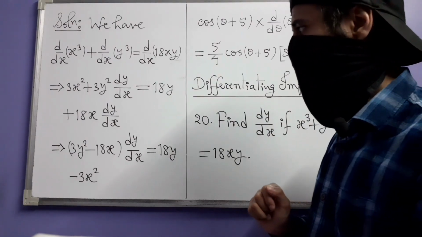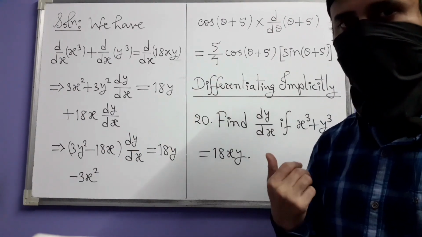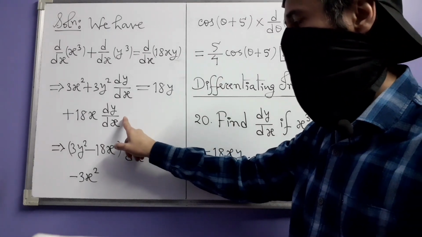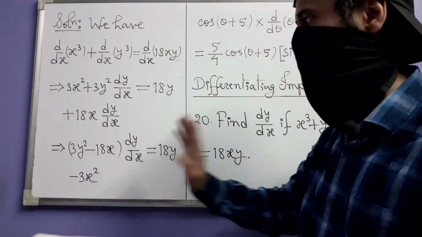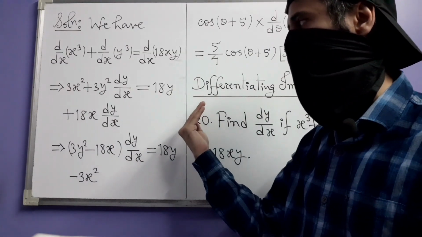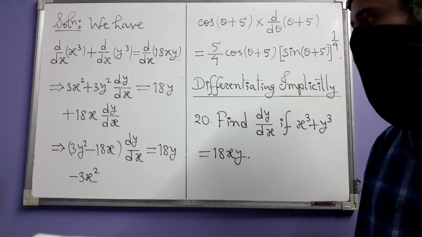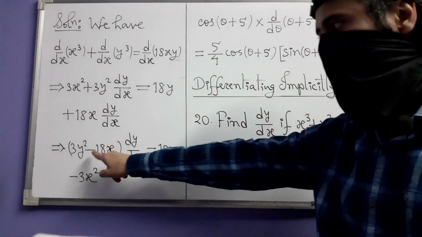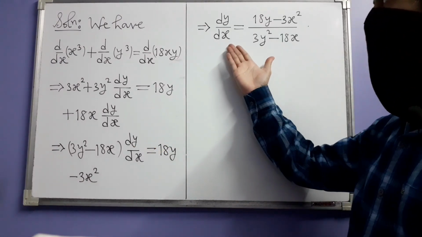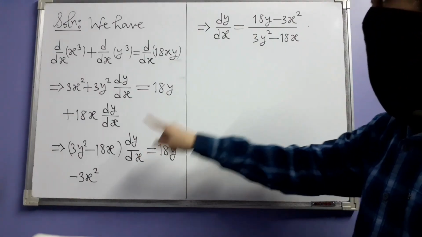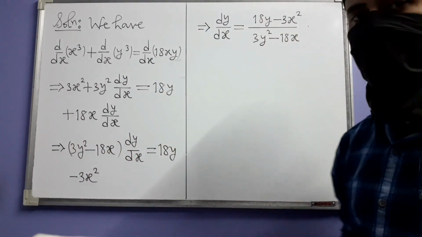And then we gather the terms having dy/dx on one side and push everything to the other side. Say we decide to take this to that side. So we get 3y squared minus 18x times dy/dx, and we bring this to this side: it equals 18y minus 3x squared. So now to find dy/dx, we just have to divide both sides by this. And that is just this. dy/dx equals (18y minus 3x squared) divided by (3y squared minus 18x).